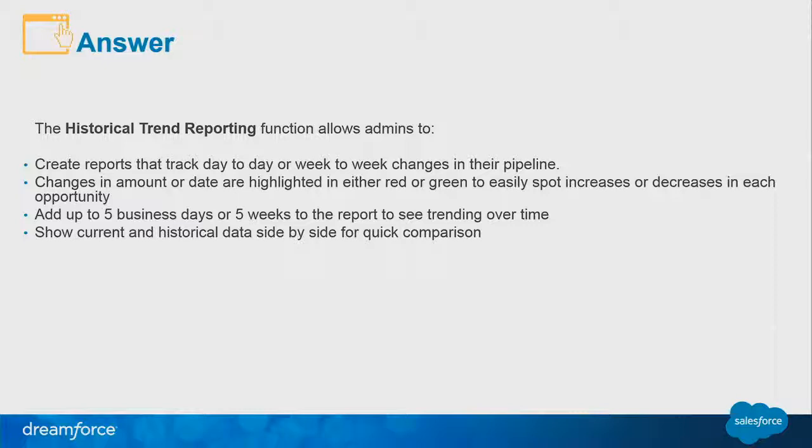Kristen? Jennifer? What's that historical trend report you just mentioned? Thanks for asking. So the historical trend reports allow you to take up to 5 snapshot dates, pull them into the report. It's all relevant to today's date. Shows it side by side in one report. Uptrends and downtrends are highlighted in red or green, so you can easily spot changes in your pipeline, and you can also pull it all into a dashboard.